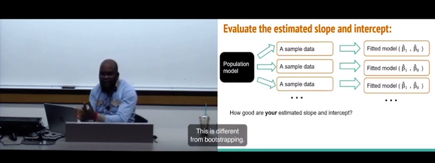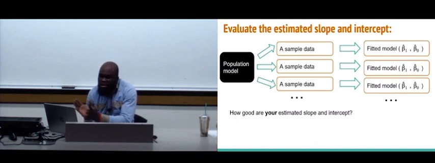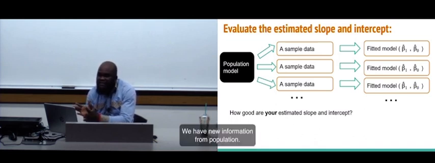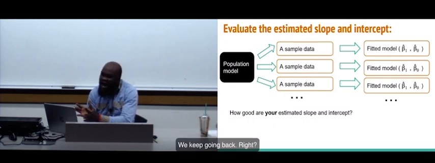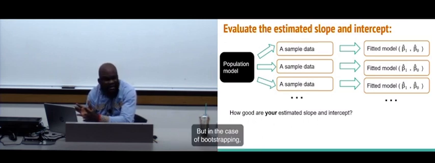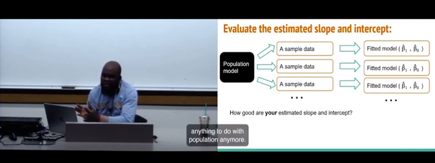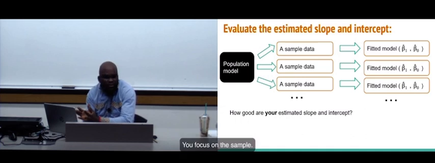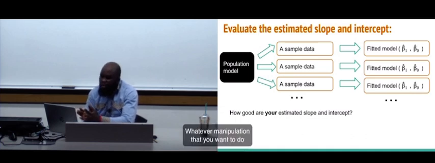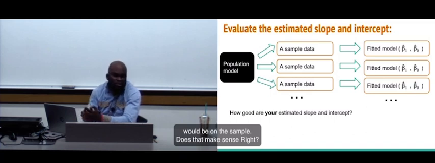Here, this is different from bootstrapping. Here, we have new information from the population. We keep going back, right? But in the case of bootstrapping, you don't have anything to do with the population anymore. You focus on the sample. Whatever manipulation you want to do would be on the sample. Does that make sense, right?